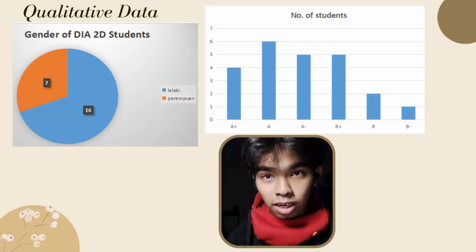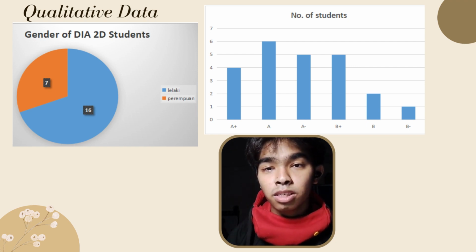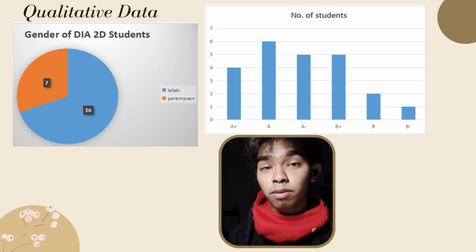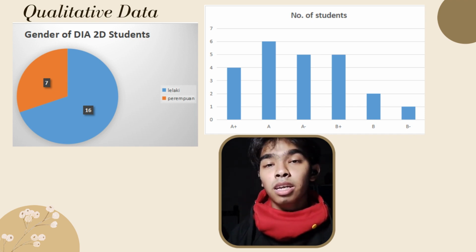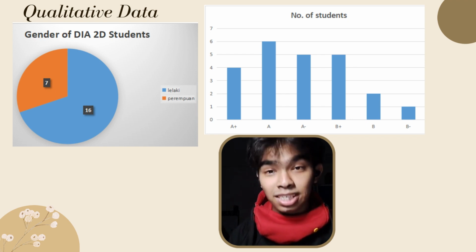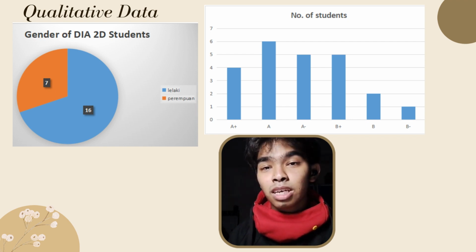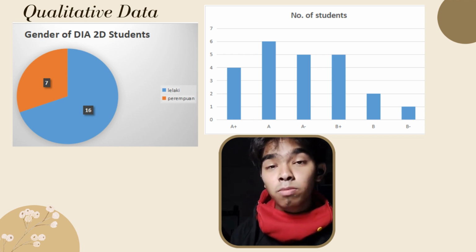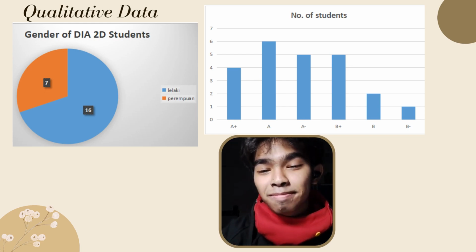For qualitative data, I took 2 variables which are gender and grade. As you can see, the student gender for DBS 2D is 7 female and 16 male, and the total for both of them is 23. There are 6 grades, starting with 4 students with A+, 6 students A, 5 students A- and B+, 2 B and 1 B-.